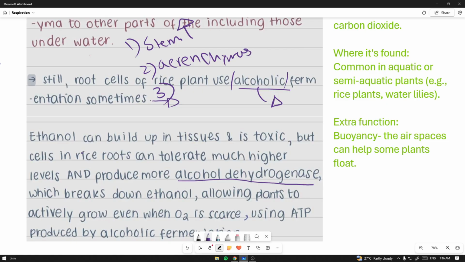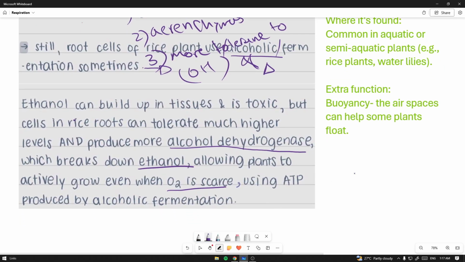So the third adaptation is more tolerance to ethanol. I'm just gonna write it down, and we've got alcohol dehydrogenase. So the alcohol dehydrogenase is gonna break down ethanol, allowing plants to actively grow even when O2 is scarce, using ATP produced by alcoholic fermentation.